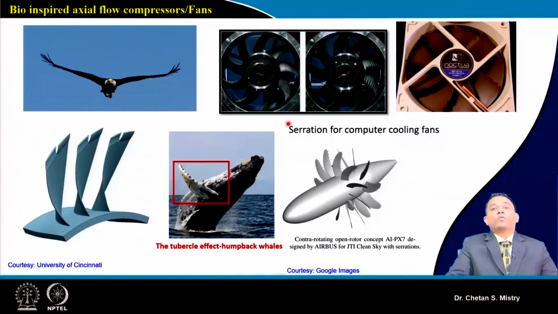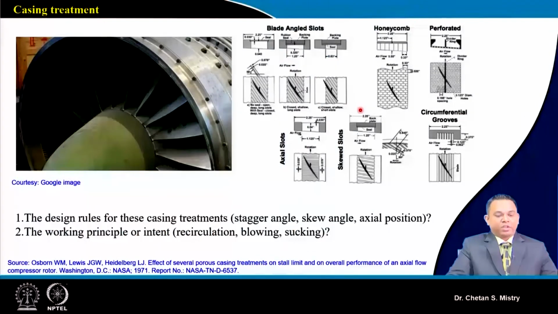We are looking for cooling fans. They make a lot of noise, and in order to address this issue, people have adopted serration near the trailing edge. People are even exploring serration at the leading edge. So this is one of the bio-inspired configurations.